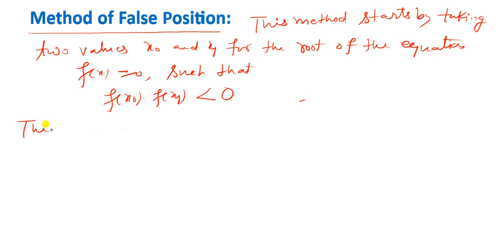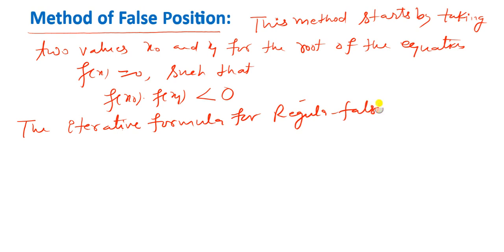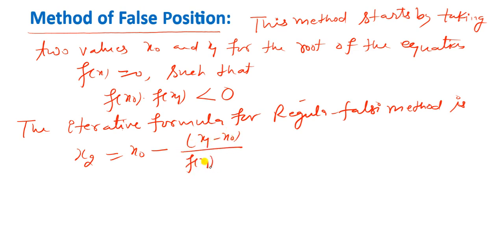Then the iterative formula for method of false position or for regular falsi method is x2 is equal to x0 minus (x1 minus x0) upon (f of x1 minus f of x0) multiplied by f of x0. Say this is equation 1.